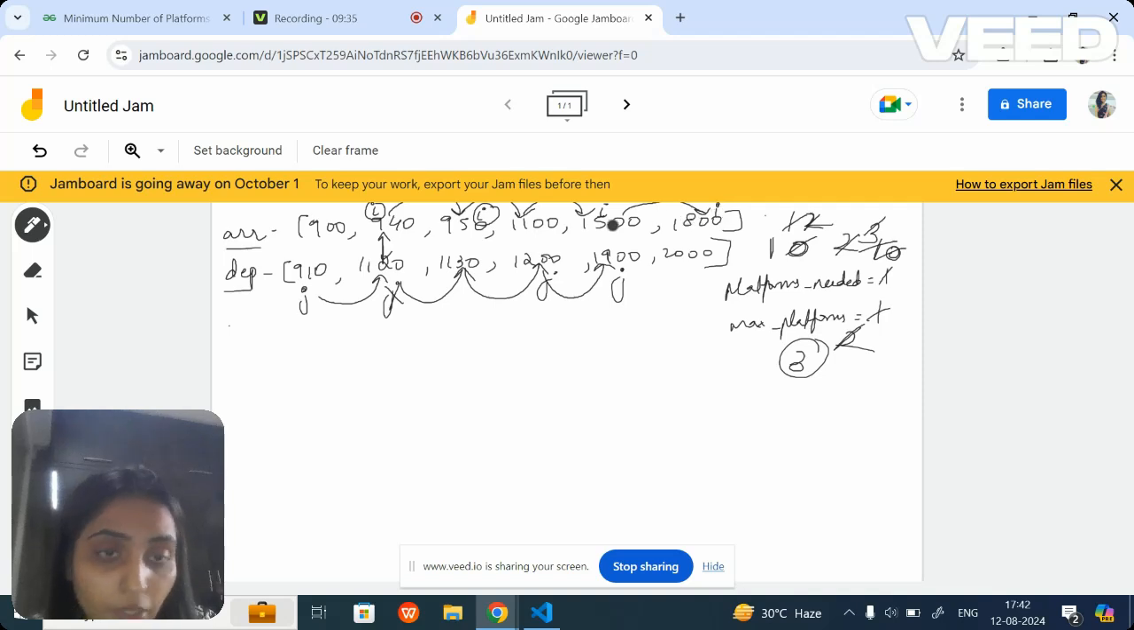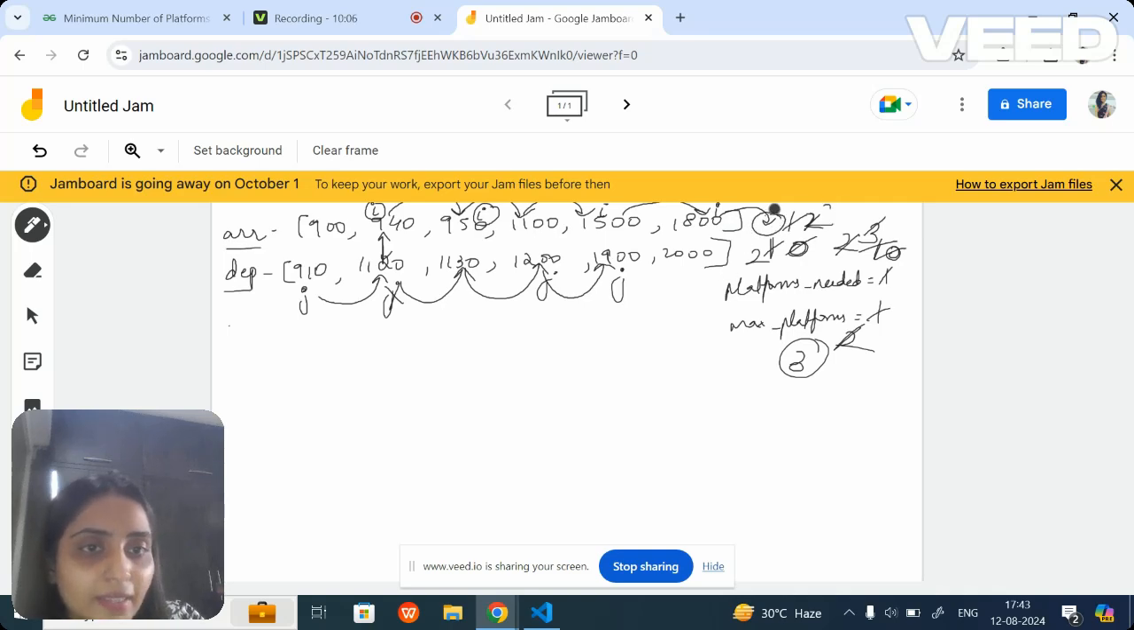Now I will be increasing my ith index. Now I will check. Okay, there is already a train that is there, but there is a train that comes at 6 o'clock. Do I need a platform? I need a platform. That means my 1 will be incremented to 2 platforms now. Okay. And what is the maximum of 2 and 3? Again 3. So now I will get out of the arrival loop.